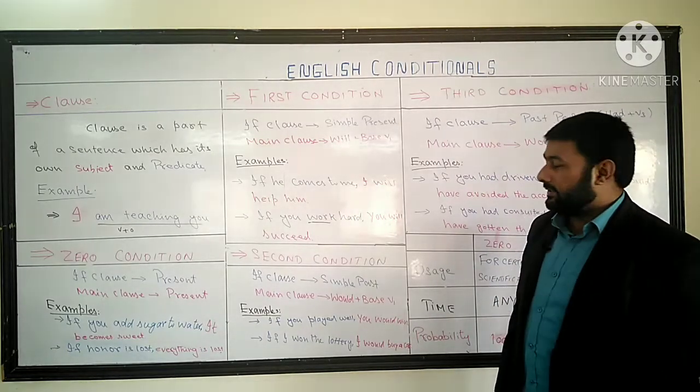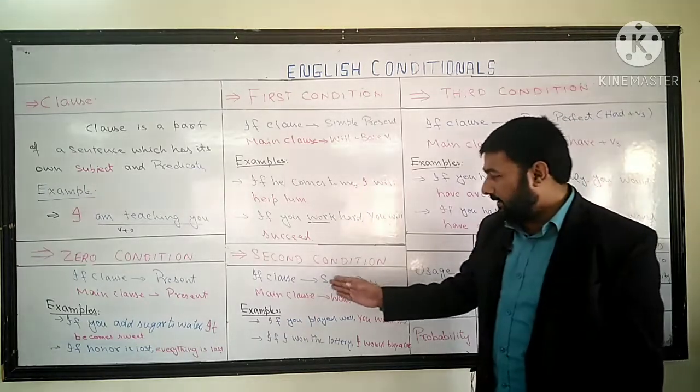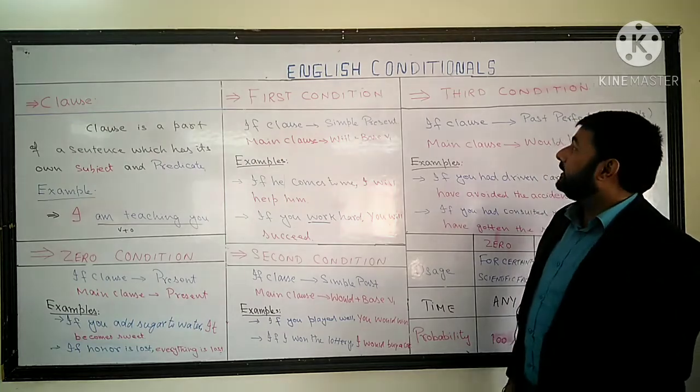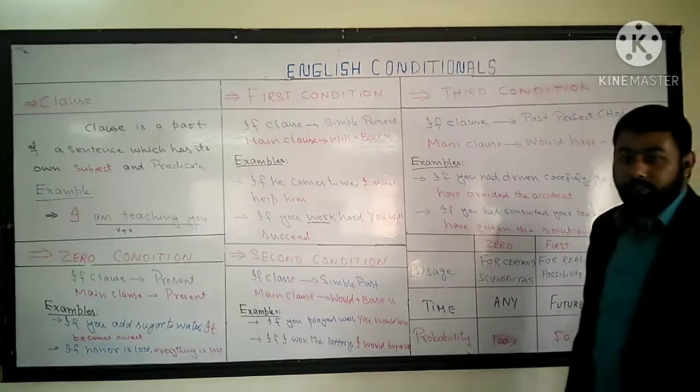So we can again say that in the second condition, the if clause has simple past tense and the main clause has would plus the first form of the base verb. Now let's move towards the third condition, which is also the last one.